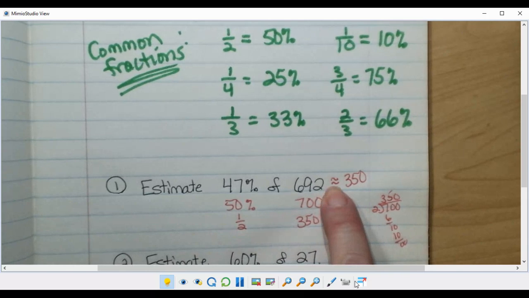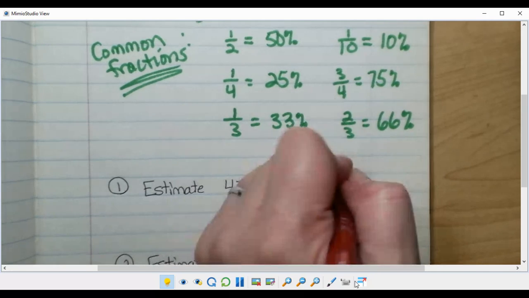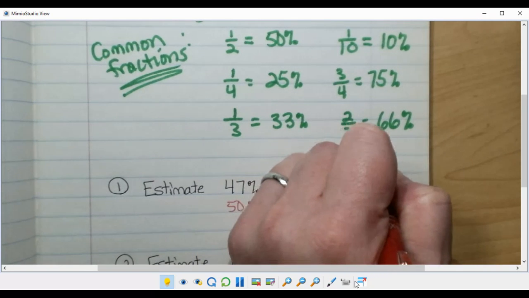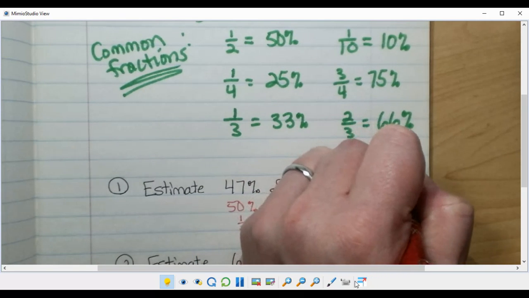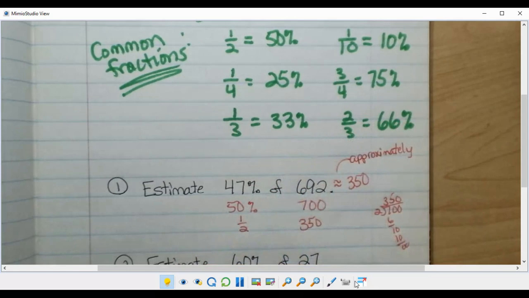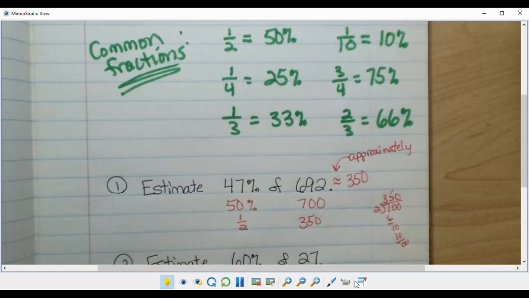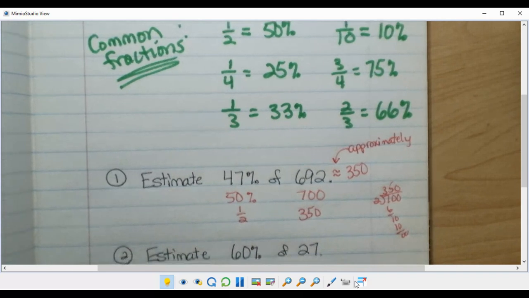If you put the equal sign but squiggle lines instead of straight lines, that means approximately. It's a fun little symbol. Okay, let's go to our next one.